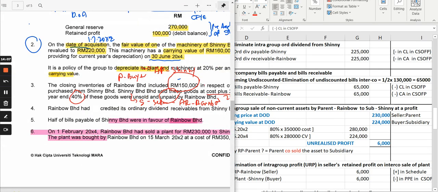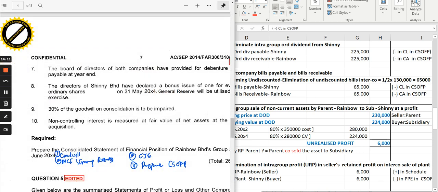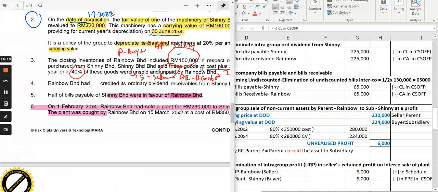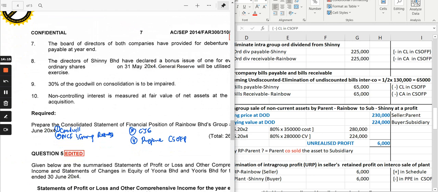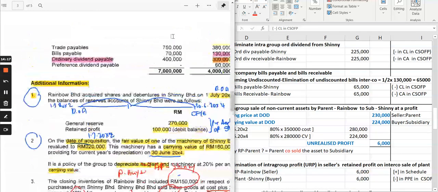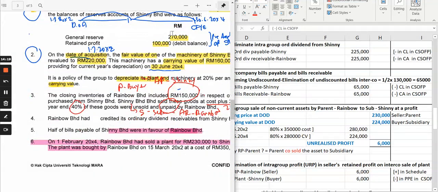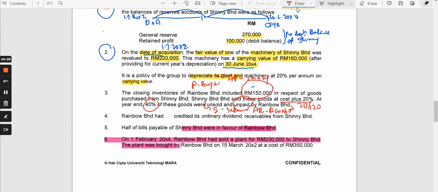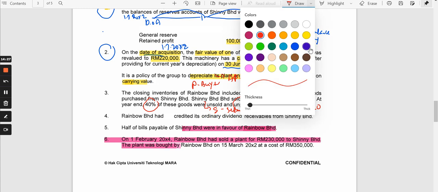Okay, so Rainbow is the seller. So I'm going to put here seller. Sorry about that. So this is the seller. I put here seller. Okay then.